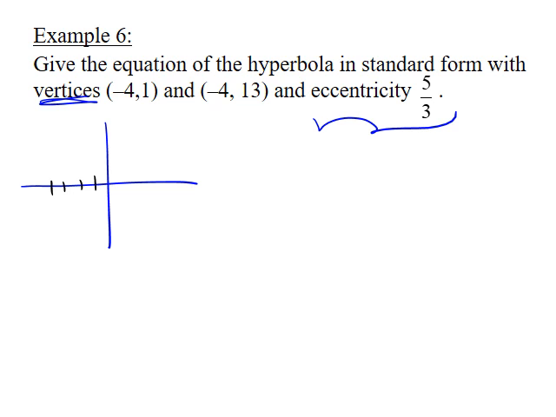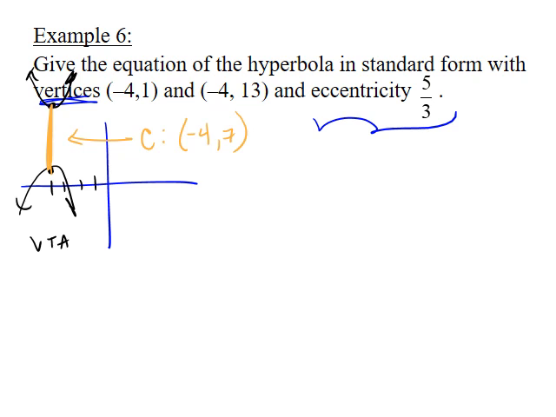So I'm going to go left 4 up 1 for one vertex and left 4 up 13 for the other. If these are my vertices, I can see that my hyperbola opens up and down, which means I'm going to have a vertical transverse axis. This information alone tells me a lot. This is going to tell me my center, which is halfway in between. So my center is -4, 7.